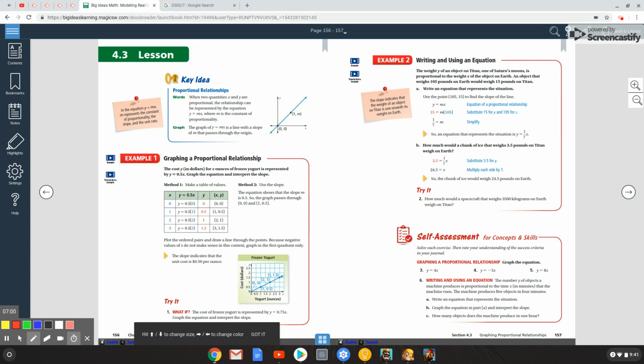Anyways. And then writing and using an equation, you didn't have to do that part, but I can read it. The number of objects y, in x minutes, the machine... Write an equation. So you didn't have to do that, but if you did it, that's cool. Extra credit, or praise yourself. You did it. But I'm not going to be reviewing that. So hopefully you understand 4.3 more now.